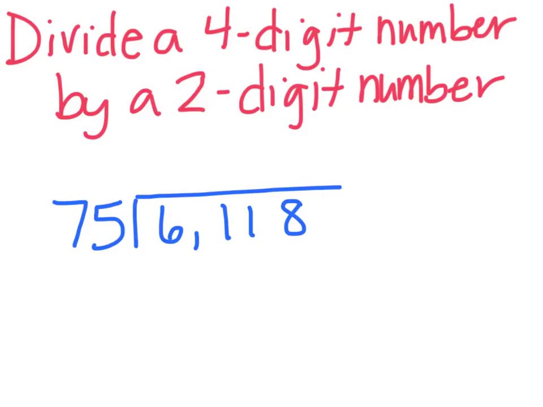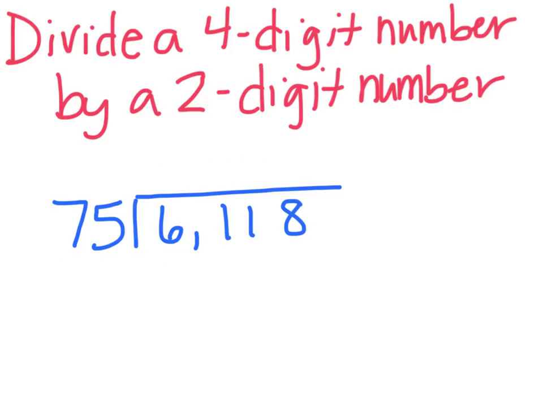Just as with the 3-digit problems you just completed, we need to start in the tens column and then move to the ones column when dividing this problem. So our first estimate is how many times will 75 go into 611? Because we can see that 75 won't go into 6 and it won't go into 61. So we're going to start by working with 611.